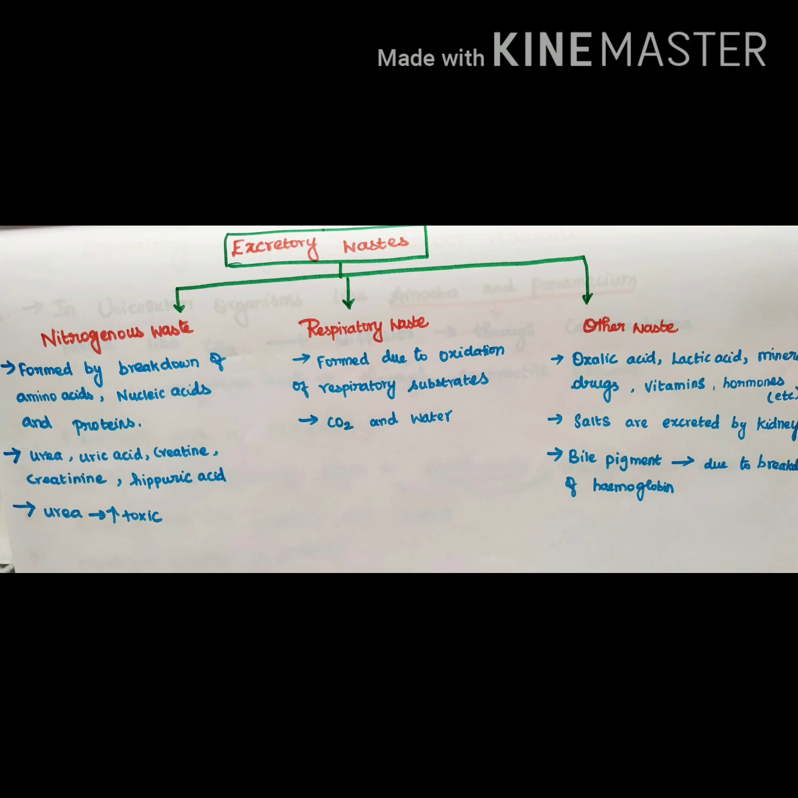So now again one more time we will see excretory waste. It is of three major types. They are nitrogenous waste, respiratory waste, and also other waste. Under the nitrogenous waste, the highly toxic substance is urea. The second one is respiratory waste, that is carbon dioxide and water, and other waste that we have listed like oxalic acid, lactic acid, minerals, drugs, vitamins, and also hormones. And as I said, the breakdown of the hemoglobin produces a bile pigment, right?